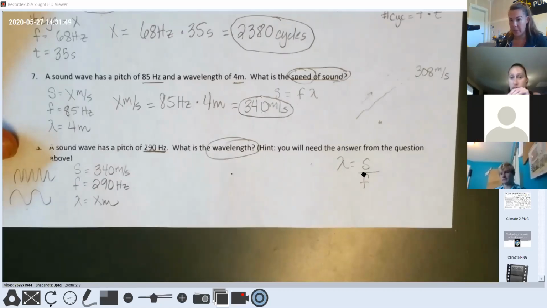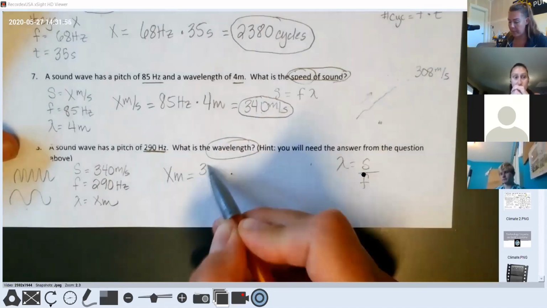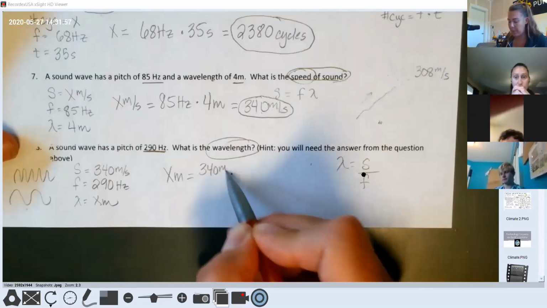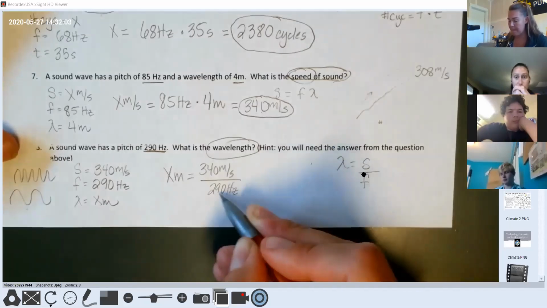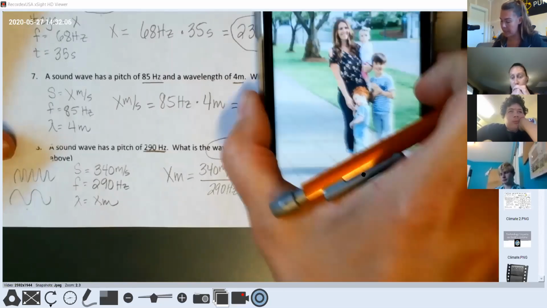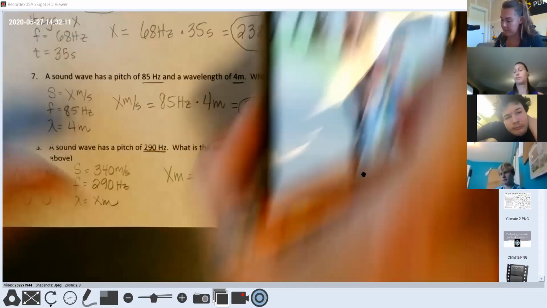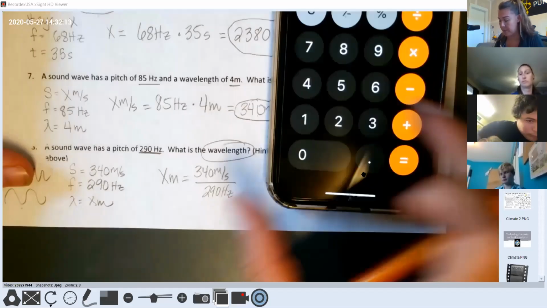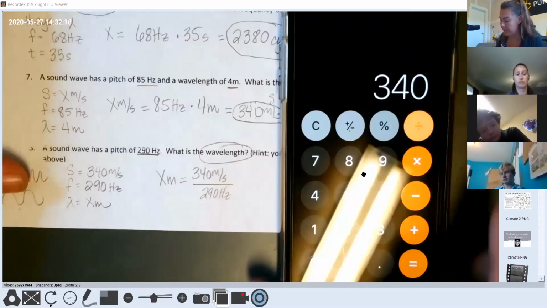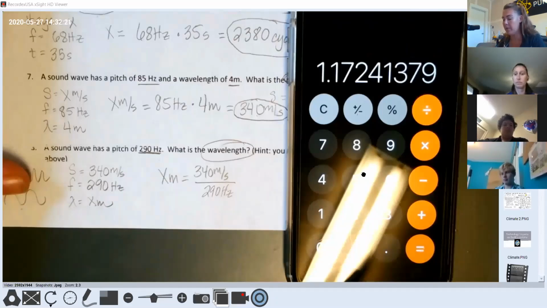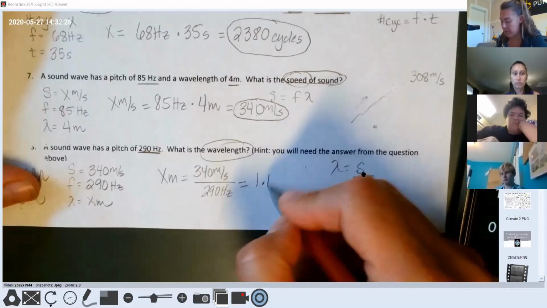So plugging it into this equation here, x meters equals speed on top, 340 meters per second, and we're going to divide that by our frequency of 290 hertz. So 340 divided by 290. Oh, it's already plugged in. So we got 340, and we're going to divide that by 290. And that's going to give us 1.17 as our wavelength in meters.